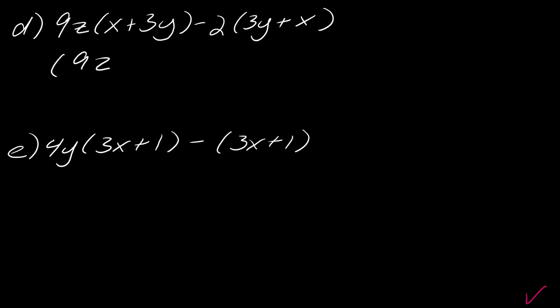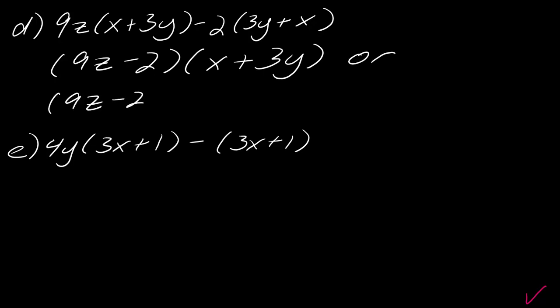And this is going to be 9z minus 2 and x plus 3y, or you could have 9z minus 2 and 3y plus x. So in this case, these are the same, right? X plus 3y and 3y plus x are the same. It doesn't matter which way you want to write this.